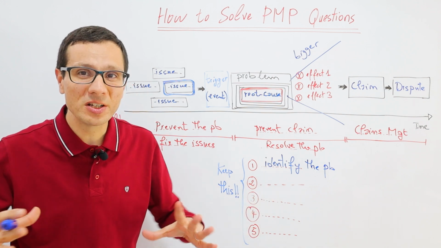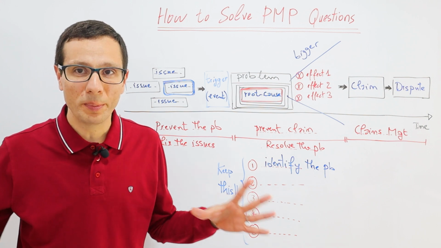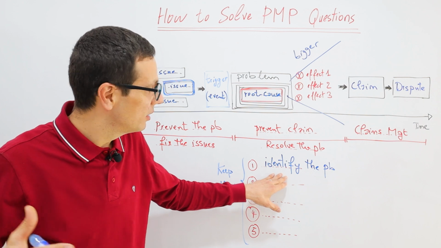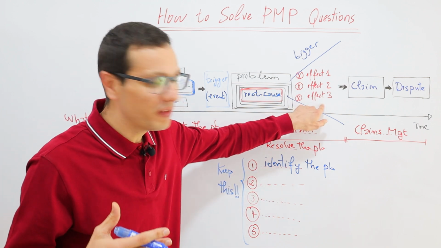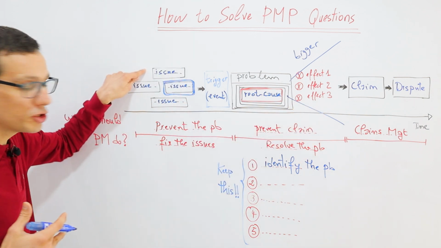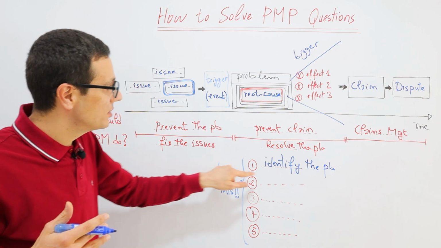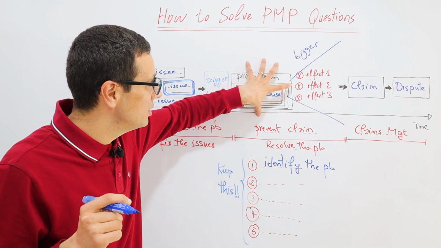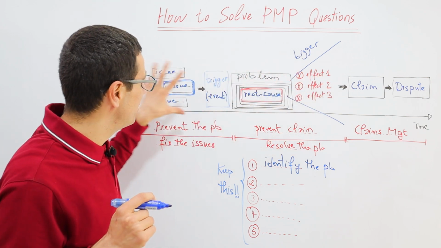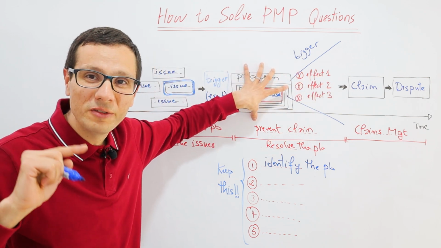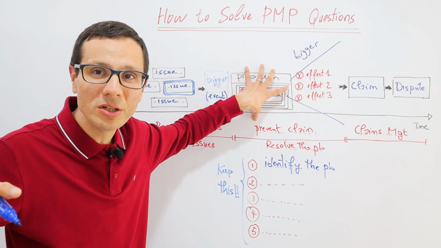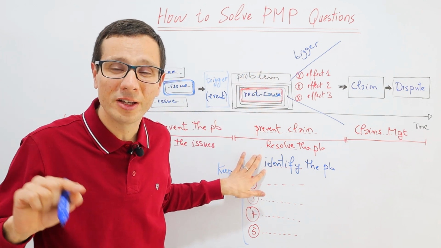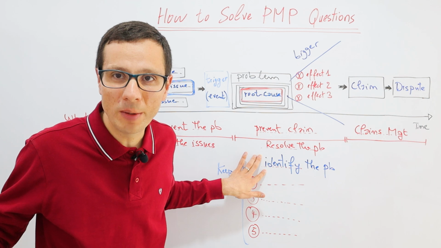Because in some situations, they give you a problem or a situation, and they try to make you think that the problem is this effect or the problem is this issue. And that's why this is the first step that you need to understand. The problem is here and not there. So every time you read a PMP question, you read the situation, try first to identify the problem. That will help you eliminate some wrong options.